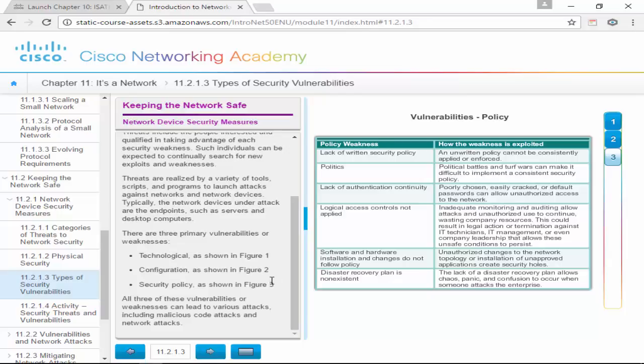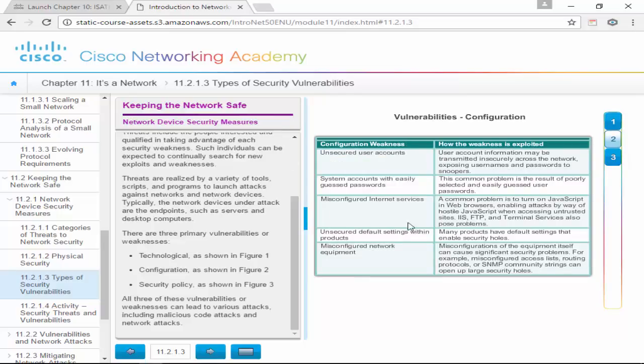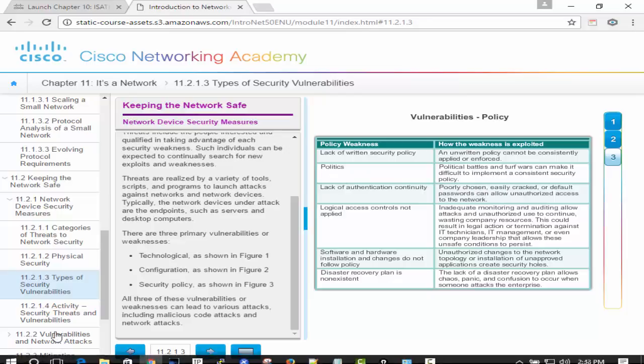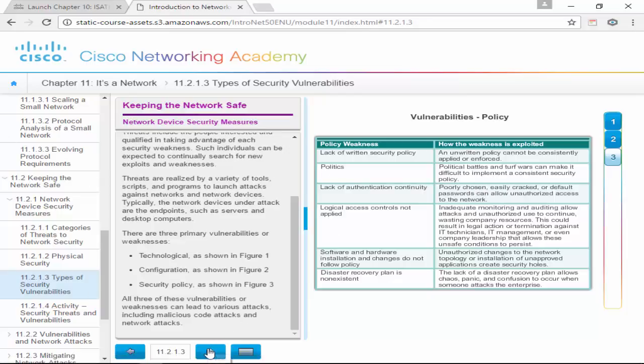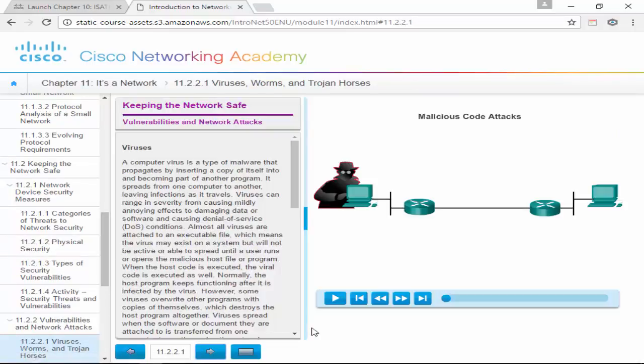There are 3 primary vulnerabilities or weaknesses. Technological, so that would be the services we're running, right? Then we have configuration. We didn't secure the device, we didn't configure it right, we left some holes open. And then finally we have our security policy. We have to tell people, hey, you can't hack stuff, you can't look at inappropriate stuff at work and download strange files. It should have best practices and what we can do with the technology at work, so that when people keep getting viruses, they can't say, oh, I didn't know I couldn't download illegal files at work.